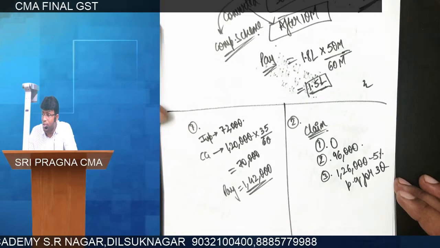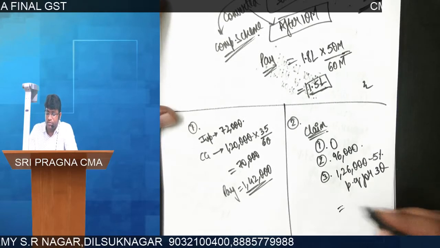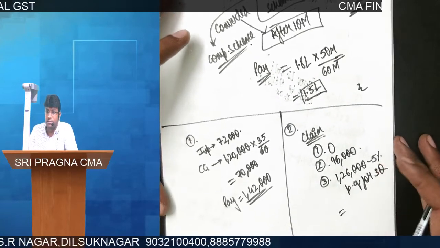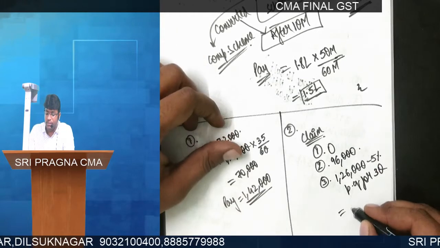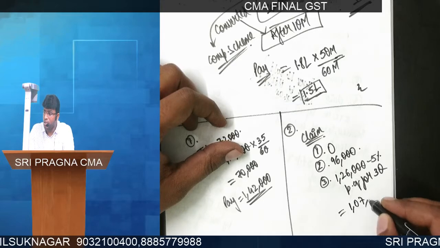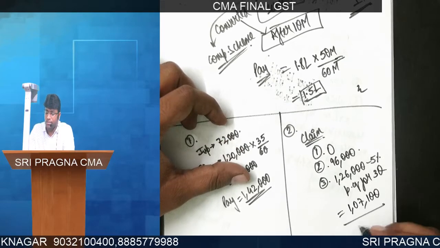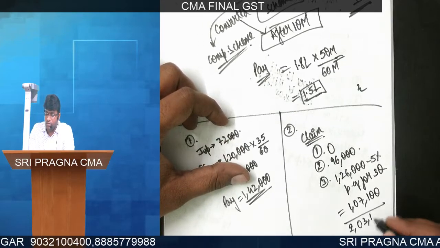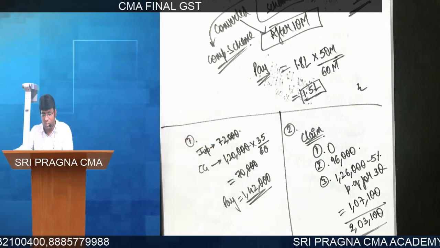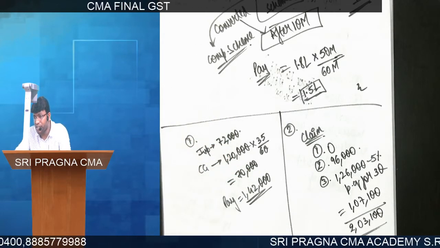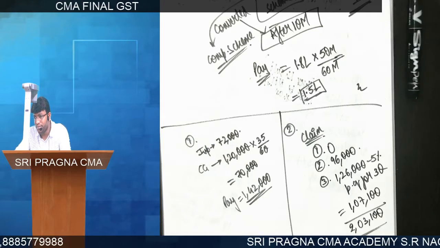Sir, yes or no? How much? 15% gone. 1 lakh? 7,000? Total. That's it. Looks like many people got first answer correct, but second answer gone.